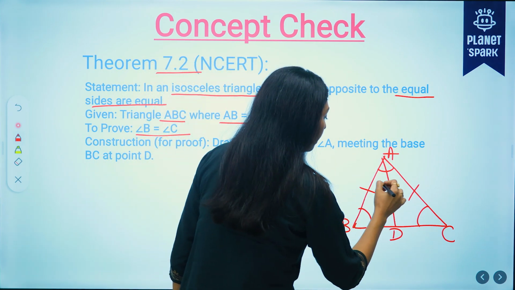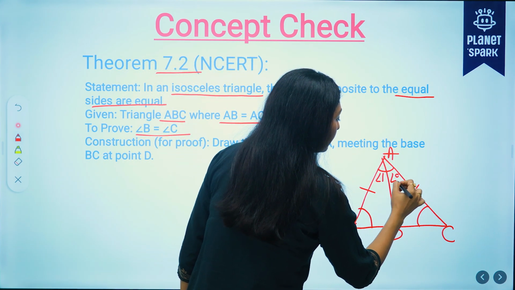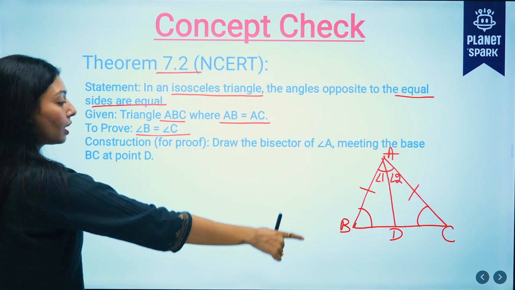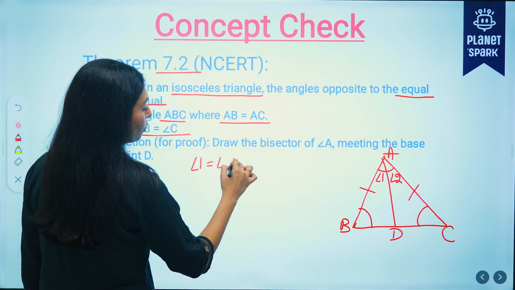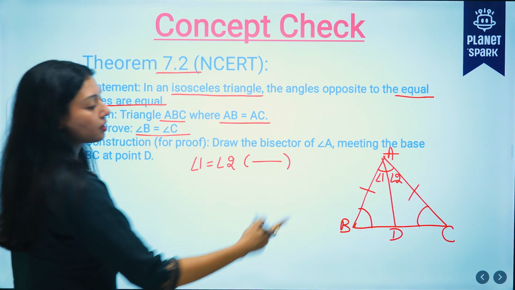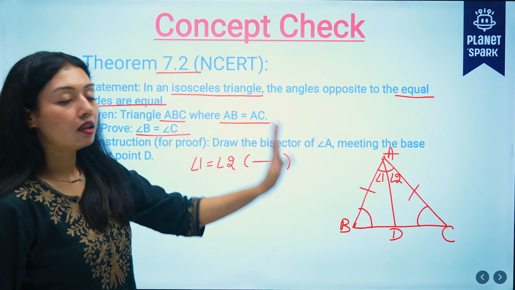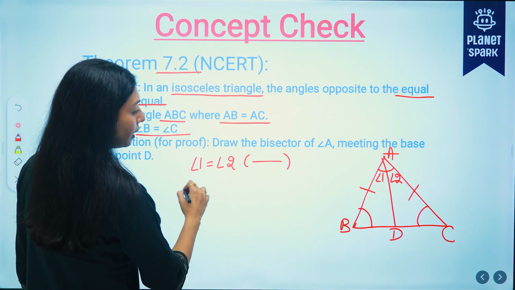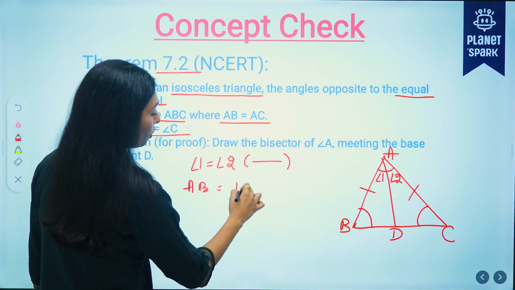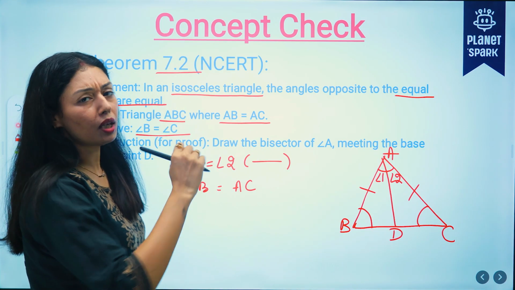So we can say here angle 1 and angle 2 are equal because AD is angle bisector of angle A. So we can write angle 1 is equal to angle 2. Just mention the same reasoning there. AD is the angle bisector there. क्या given है हमें? Yes, we have AB is equal to AC.